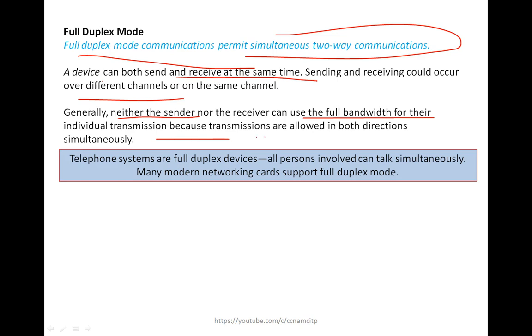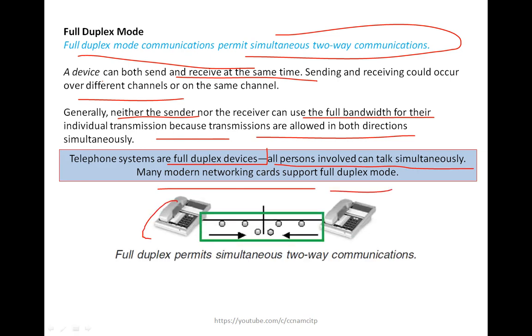Individual transmission, because transmissions are allowed in both directions simultaneously. So telephone systems are full duplex devices. All persons involved can talk simultaneously. Many modern networking cards support full duplex modes. So this is what I was talking about, two phones, okay, or two mobile phones. Both persons can talk at the same time.